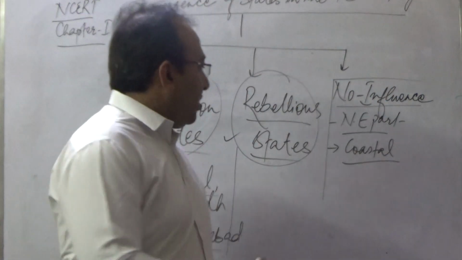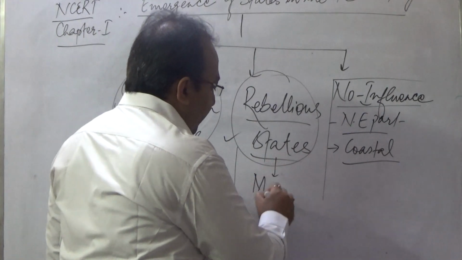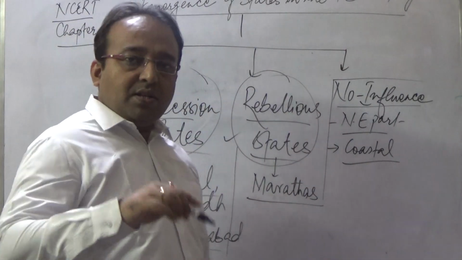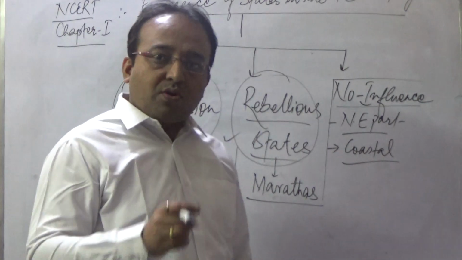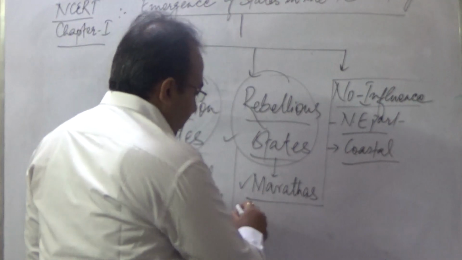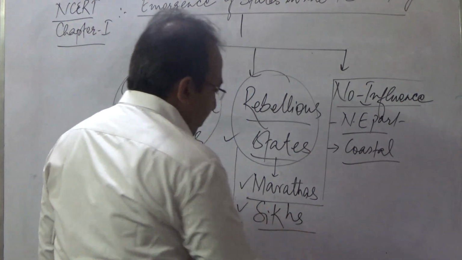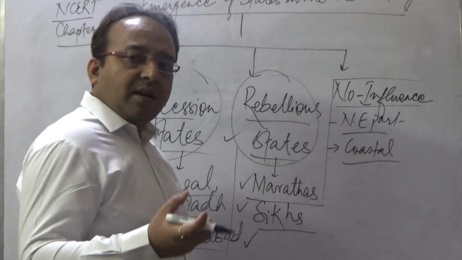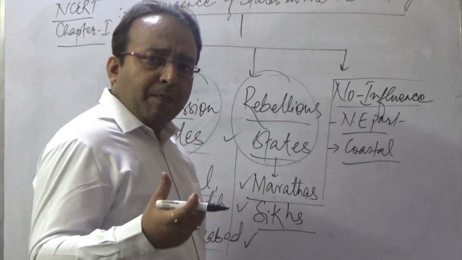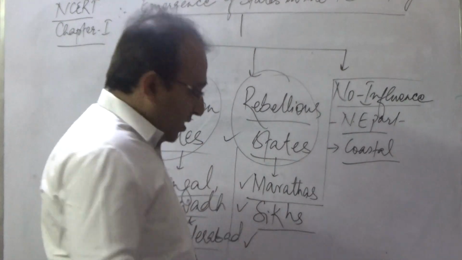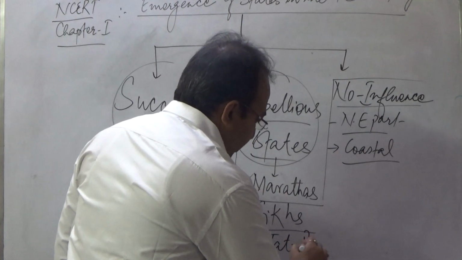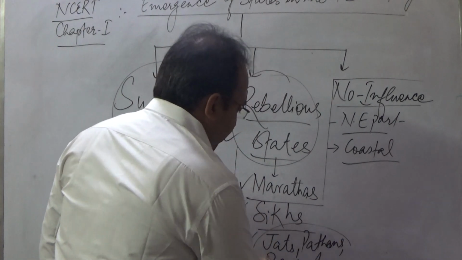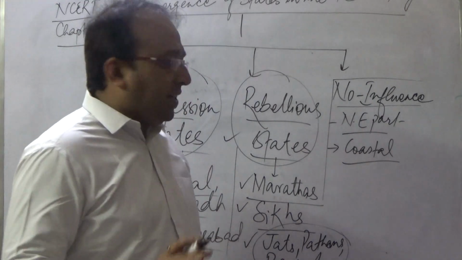Then the second category of states were the rebellious states. Of course, the most important rebellious state was the Marathas. The Marathas emerged in the region of Maharashtra, towards the southern part of the Vindhyas. Then the Sikhs, another very important state in Punjab, also emerged. Then some minor groups of people also emerged as a power to reckon with, like the Jats, Pathans, Bangash, etc. So these all also emerged as rebellious states in the 18th century.